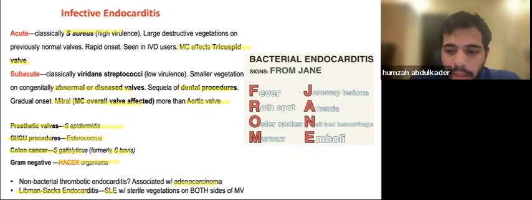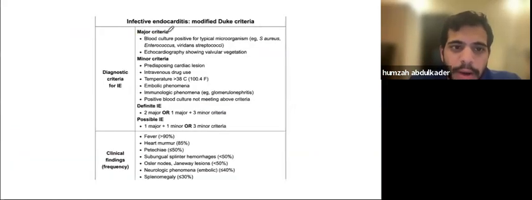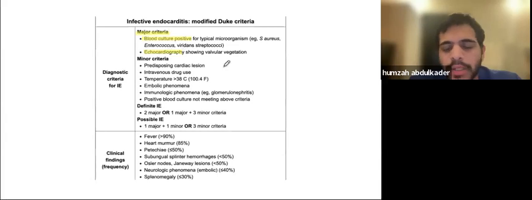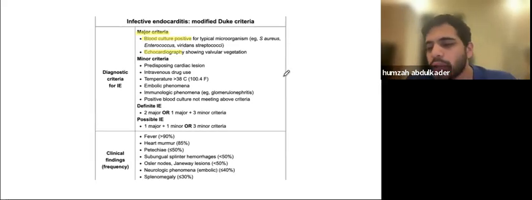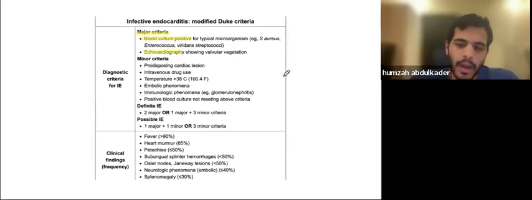Additionally, an important part that I didn't put last year that I'm going to put this year is the major and minor criteria. Blood culture is a major criteria, echo is a major criteria, and then there are a few minor criteria, but more often than not, they ask you which of the following is the major criteria. I believe most of the time the answer will be blood culture, but echo is also a major criteria.